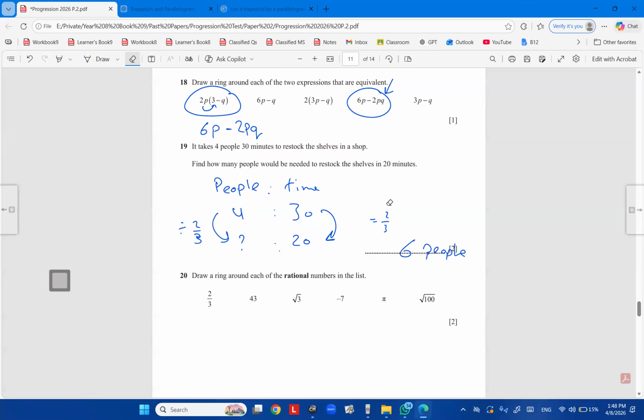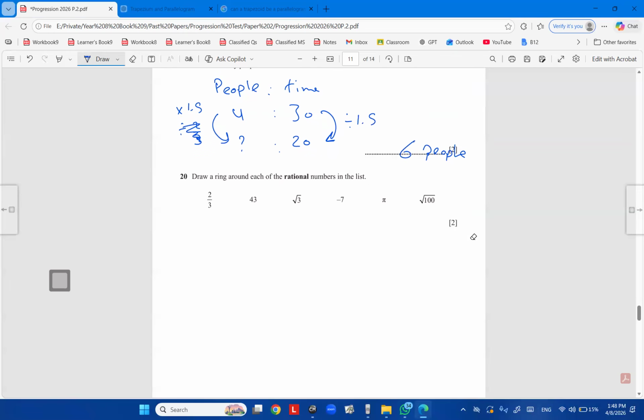Another person would do it in a different way. They might say to me, Mister, I divide by 1.5. I found that this 30 divided by 20 is going to give me actually, Mister, 1.5. So I multiplied over there by 1.5. The same thing exactly. So you can notice that this is division by 1.5, so here, multiplication by 1.5. It's going to give you also 6 people.